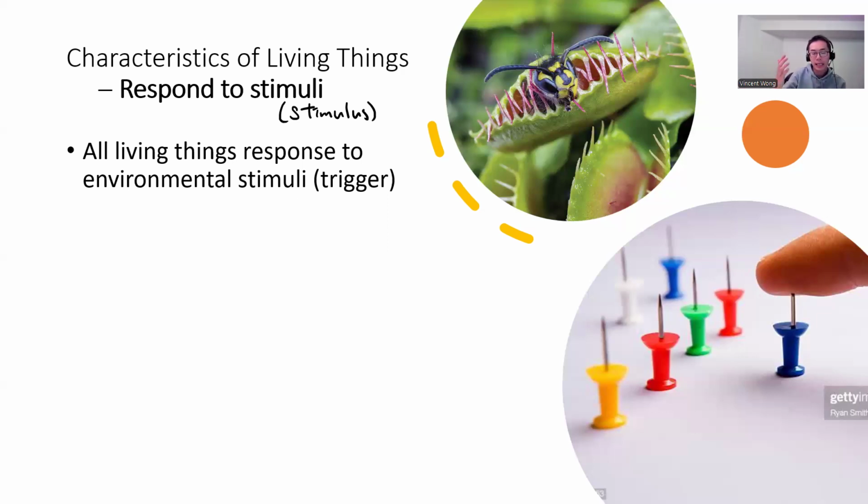Okay, so in many ways, the ability to respond to stimuli is related to the ability to maintain homeostasis. Some stimuli require your body to respond in a certain way in order to maintain homeostasis. Again, if it's hot, that's the trigger, that's the stimulus. Your body will sweat, your blood vessels will dilate, okay, to try to cool you off, to maintain homeostasis.